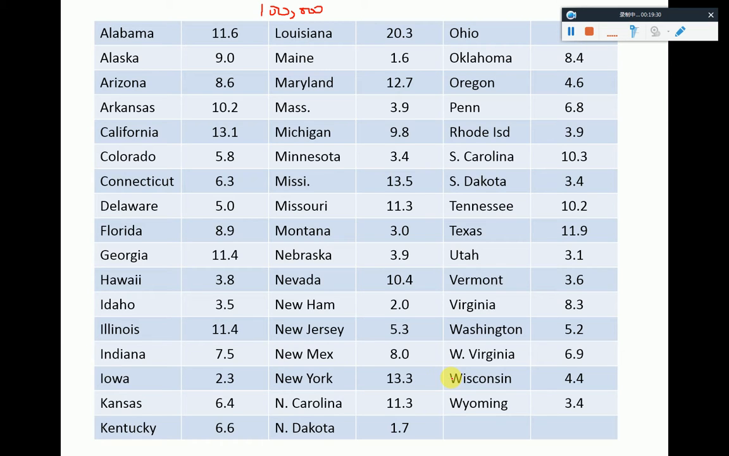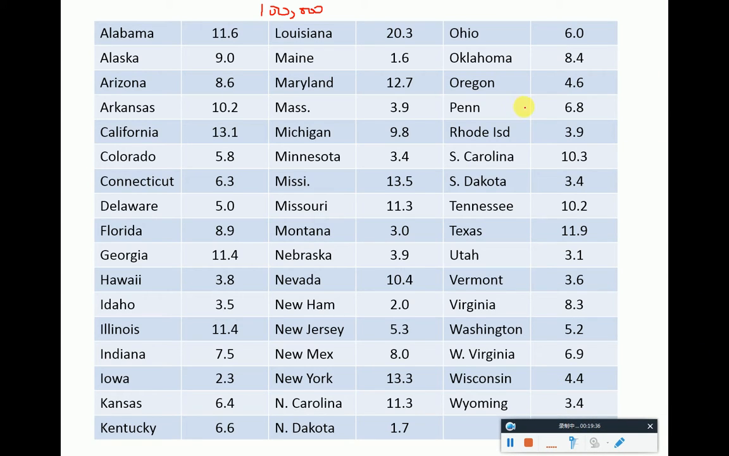Which state do you see here has the highest murder rate? Louisiana, probably, 20.3. It's not the safest state in this country. Which state has the lowest murder rate? Hawaii, 3.8. It's pretty low. Montana is lower. New Hampshire is even lower. Oh, there we go. The champion is Maine, 1.6. Fantastic.